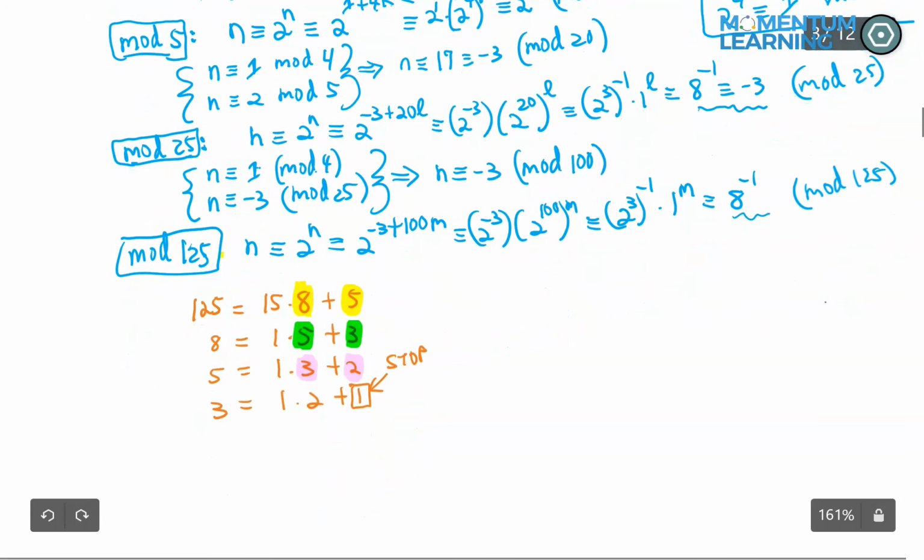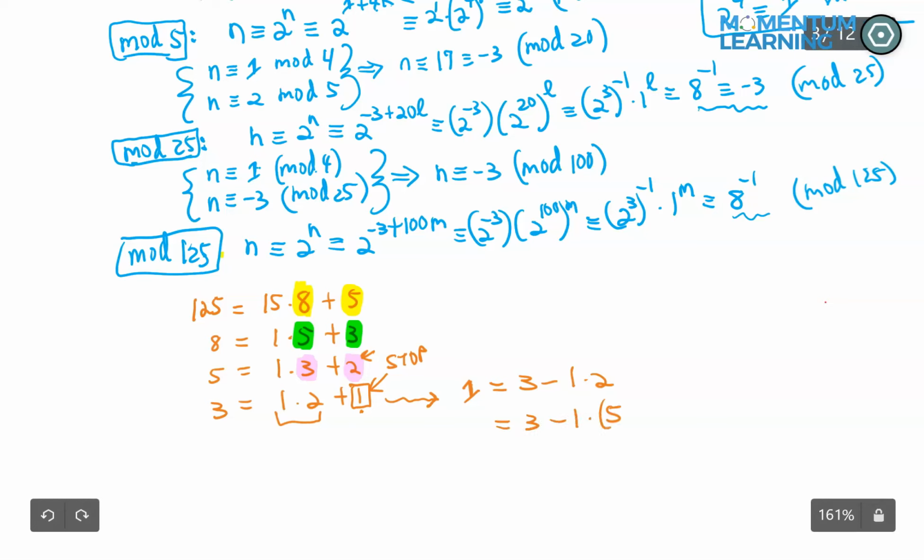Now that we stop the process, we need to reverse engineer everything. So we need to write this 1 as 3 minus 1 times 2, moving that to the left hand side. Now remember that 2, the previous remainder, I can replace with that expression: 1 times the 2 is replaced with 5 minus 1 times 3. All right, there you go, which means this is equal to, so there's 1 times 3 here, there's another 1 times 3, so we have 2 times 3 minus 1 times 5.